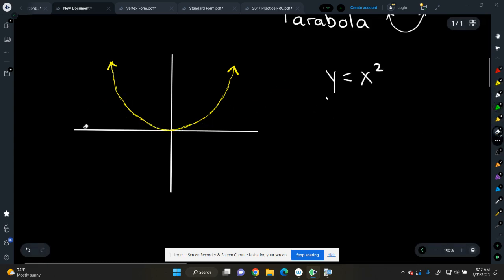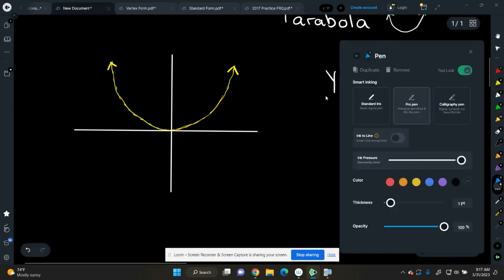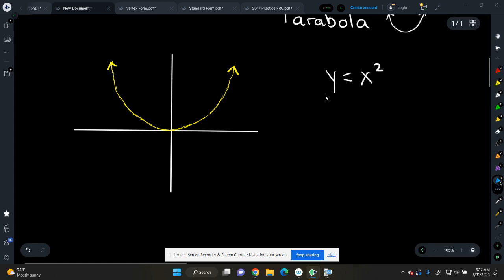So the ends continue going. Also, this is a very important part of a parabola. We have what we call symmetry. Symmetry, okay?